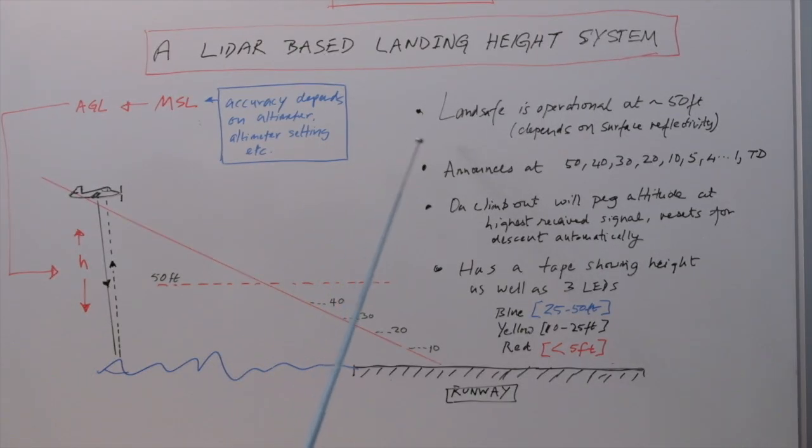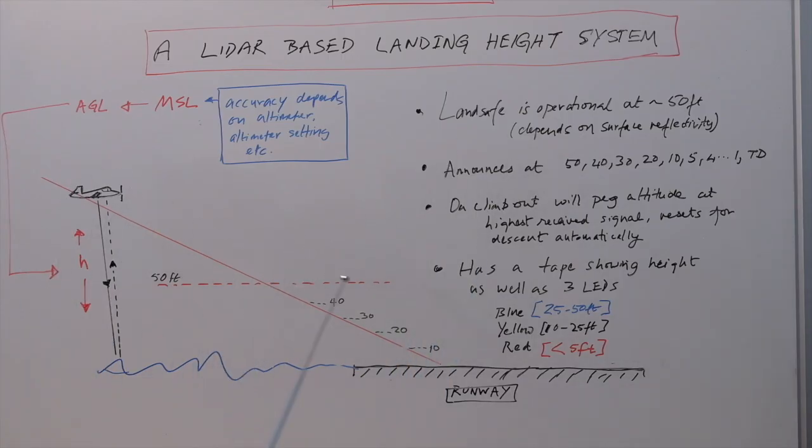So let's talk about how this works. In my particular implementation, what I have is this thing which I call LandSafe, a LIDAR-based landing height system, which is operational at about 50 feet or a little bit higher depending on the surface reflectivity of the light that is being emitted by the transmit sensor. The receiver then picks up that light, and the time of flight basically allows me to calculate the height above the ground. Because of the reflectivity changes, the altitude at which this thing can work also will change.